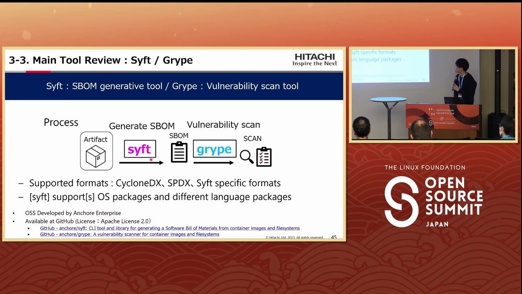So Syft and Grype are available at GitHub. You can use them from this URL.